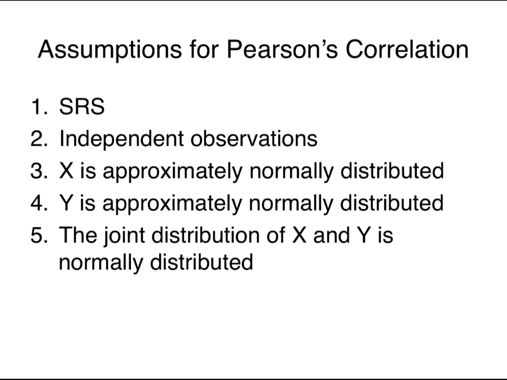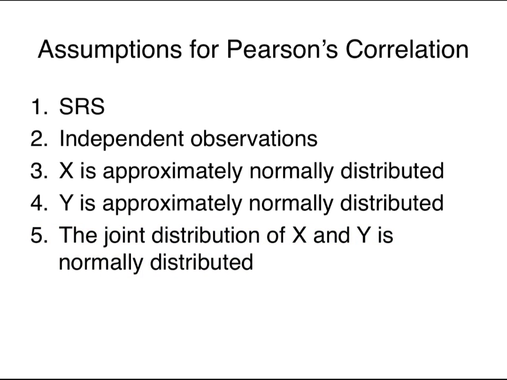The assumptions for Pearson correlation are that X and Y are randomly sampled and independently obtained, X is approximately normally distributed, Y is approximately normally distributed, and finally that the joint distribution of X and Y is normally distributed. So this is known as X and Y being bivariate normal. If assumptions 3 and 4 are met, so X and Y are both individually approximately normally distributed, it's usually safe to assume that the joint distribution is normally distributed.